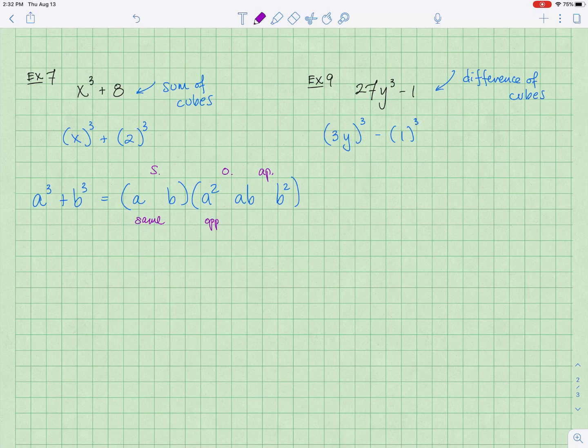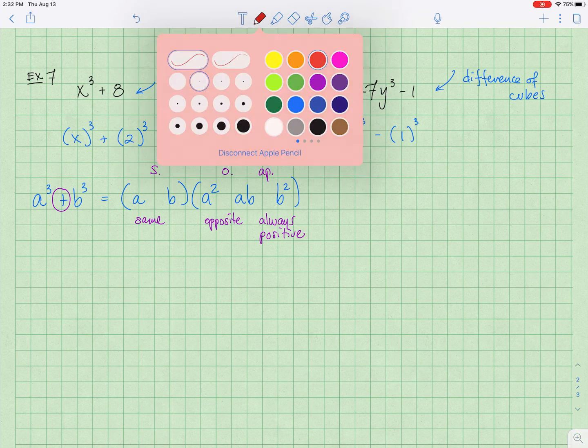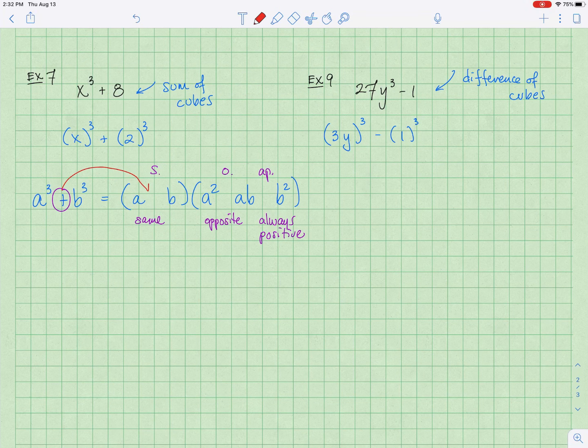This is the same, this is opposite, and this is always positive. And it's referring to whatever this sign is. So if this sign is positive, this sign is the same. If this sign is positive, this sign is opposite, and this one's always positive no matter what. And that's actually true for both the sum of cubes and the difference of cubes. That SOAP acronym. So let's see how this factors here.